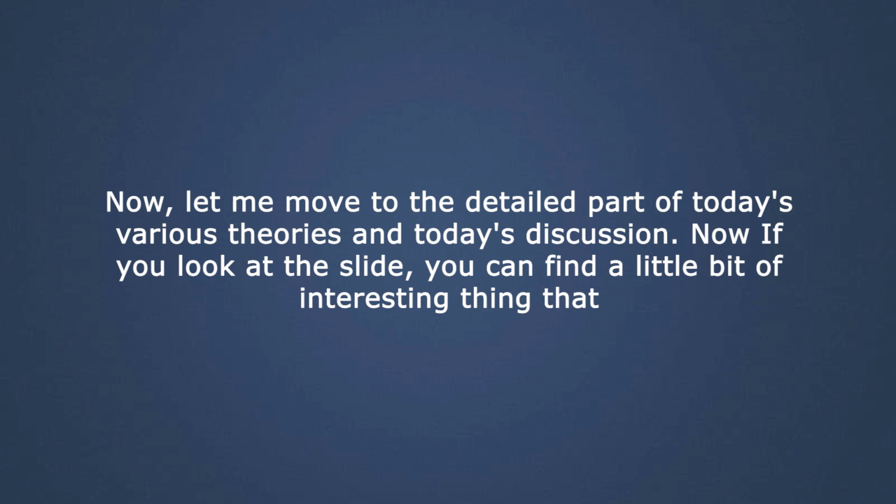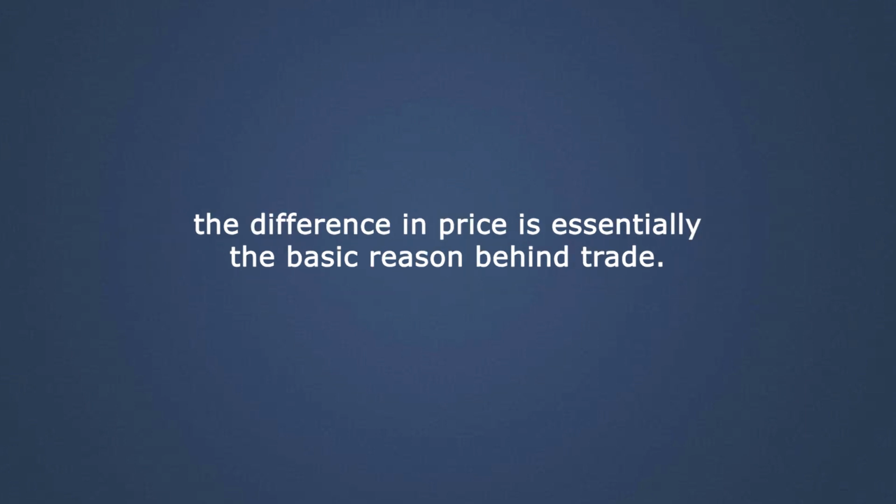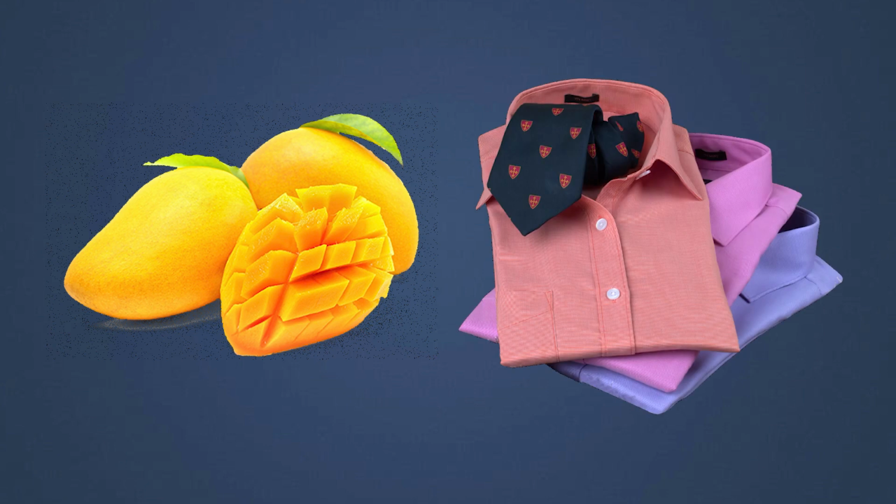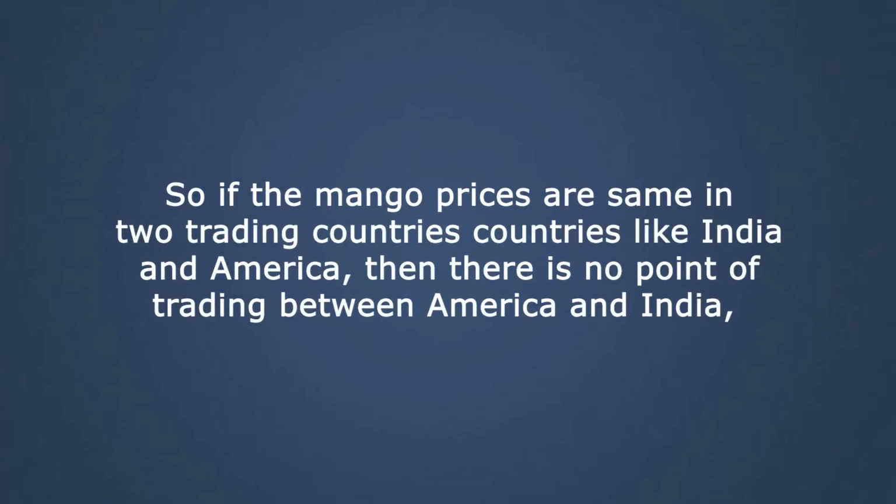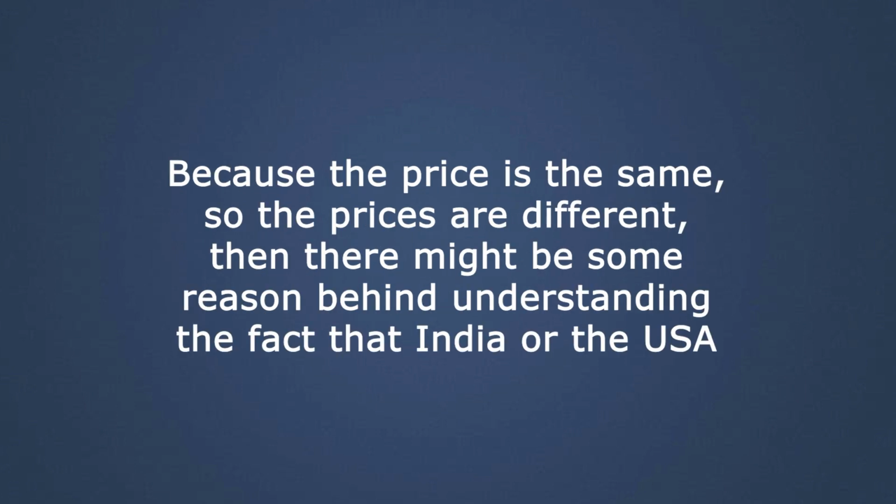Now, if you look at the slide, you can find an interesting thing: the difference in price is essentially the basic reason behind trade. So what do we mean by the difference in price? Think of an example that I am producing mango and you are producing, say, another good. The point is that the price of mango should be different in the 2 trading countries. If the mango prices are the same in the 2 trading countries, and if the countries are India and America, then there is no point of trading mango between America and India, because the prices are same.